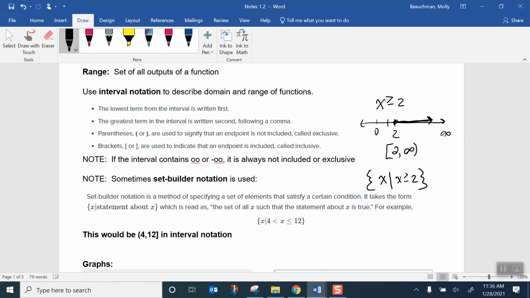So sometimes you're given intervals in interval notation and sometimes set builder notation. We just want to make sure that you can seamlessly go between the two.